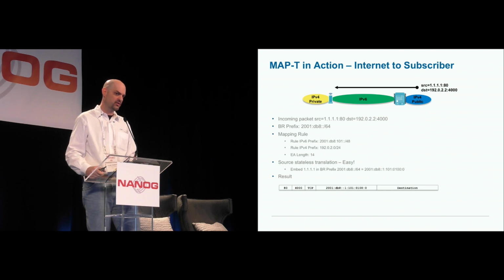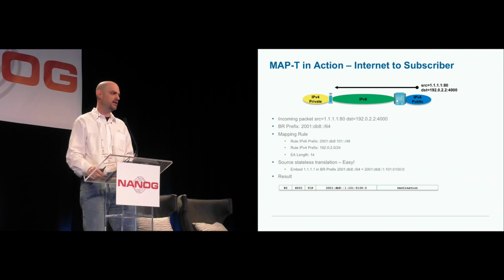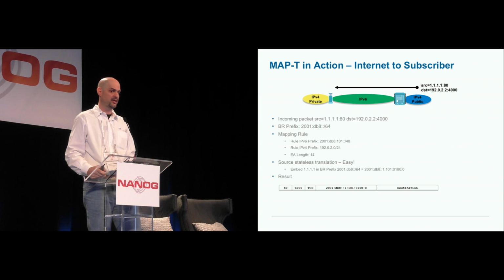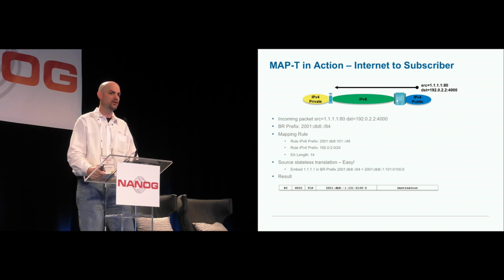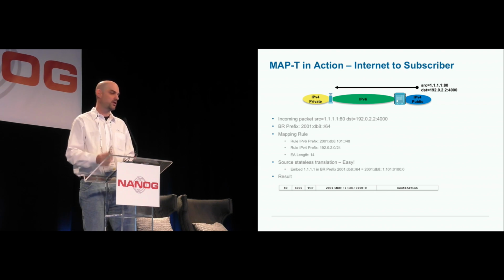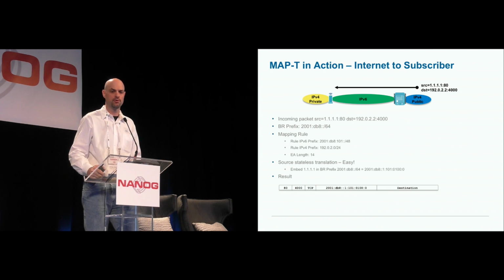Going back in the other direction is a little more complex, and in this particular slide I include some of the metadata that's included in the mapping rules and in the provisioning process. So we have our BR prefix, in this case 2001:DB8/64. The mapping rule is going to include one rule IPv6 prefix, 2001:DB8, and a rule IPv4 prefix of 192.0.2.0/24. As mentioned before, part of the metadata is the actual EA length in bits. In this case, it's 14. All of this is variable depending on how you decide to provision it, but in our case, it's 14 bits.